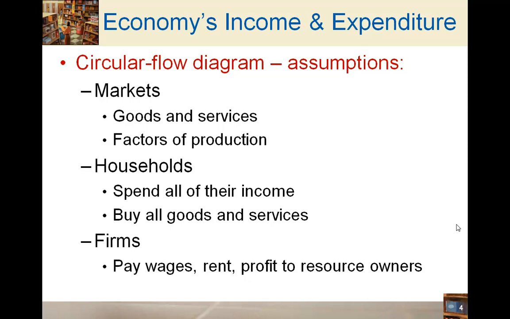Now, what do they pay to the factors of production? Well, to land, you pay rent. To labor, you pay wages. To capital, you pay interest. And to entrepreneurs, you pay profit. So this slide, by the way, I'm looking at right now, on the bottom line there, we're missing interest.